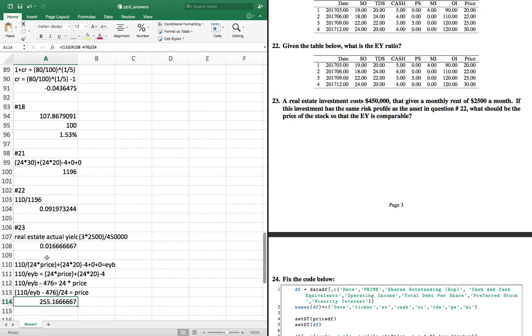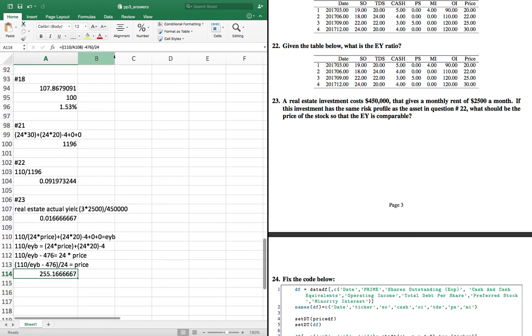And so my fair price comes out to be, let me just make sure this part is right. I should probably use better numbers, but it's okay. My fair price comes out to be $255.17. All right. That is what, given my benchmark, my fair price of that stock should be.